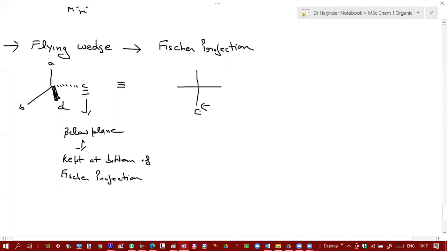C. Then the remaining groups are written in the same sequence as they are in the flying wedge structure.